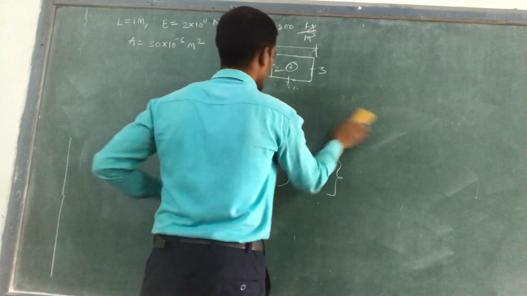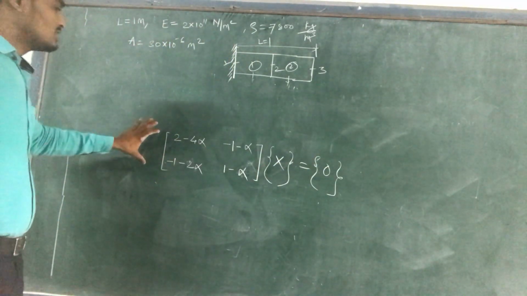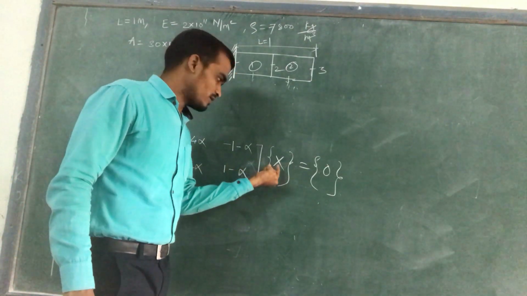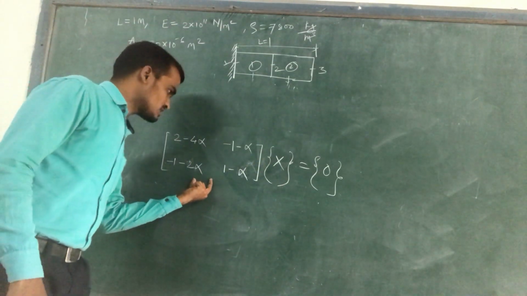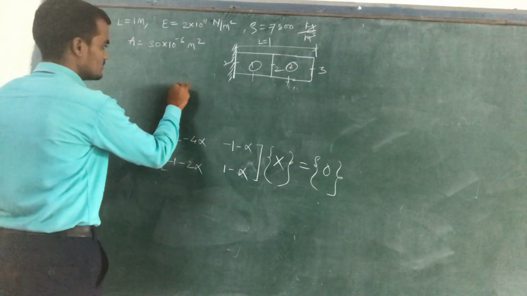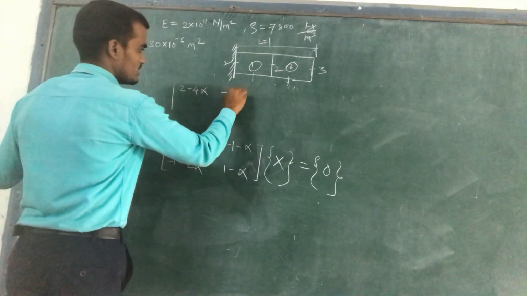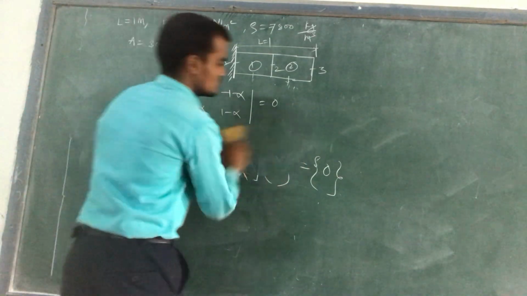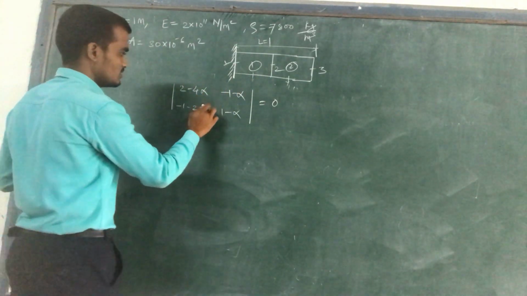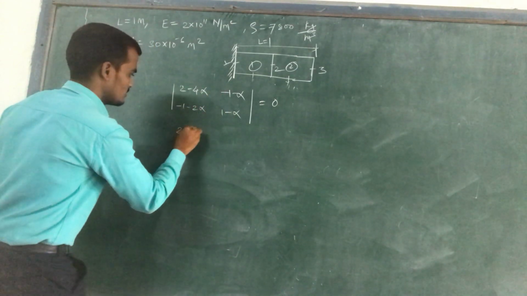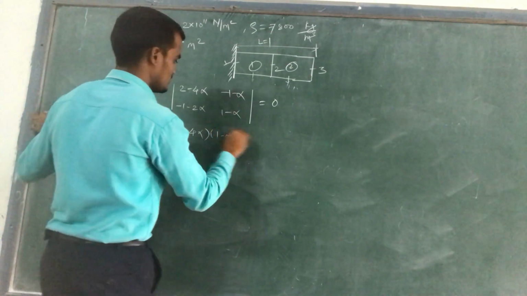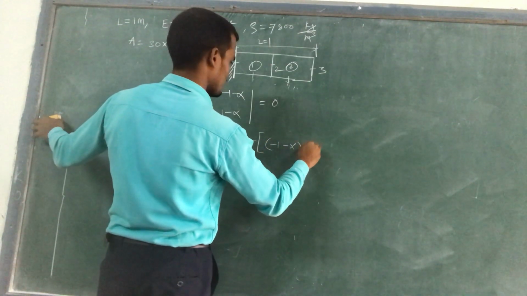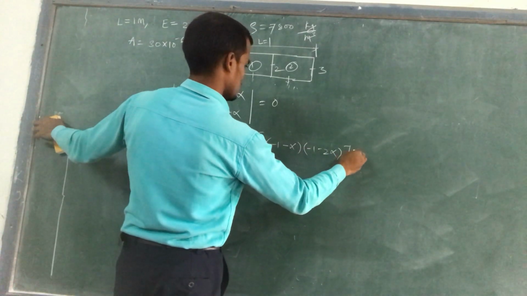Okay, so as we know, to get the non-trivial solutions we need to have this vector as a non-zero value. So we need to put the determinant of this matrix equal to 0. The determinant is 2 minus 4 alpha, minus 1 minus alpha, minus 1 minus 2 alpha, 1 minus alpha, is equal to 0. Now to solve this determinant, we take the multiplication of this minus the multiplication of this: 2 minus 4 alpha into 1 minus alpha, minus 1 minus alpha into minus 2 minus 2 alpha is equal to 0.